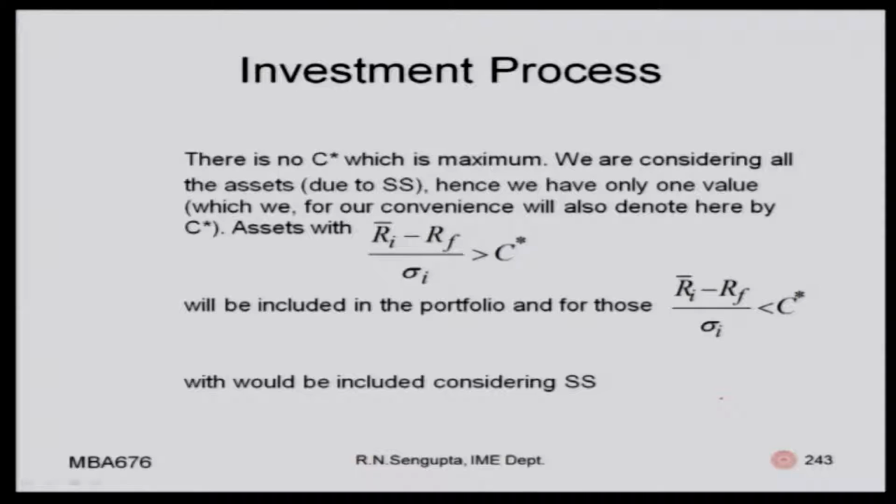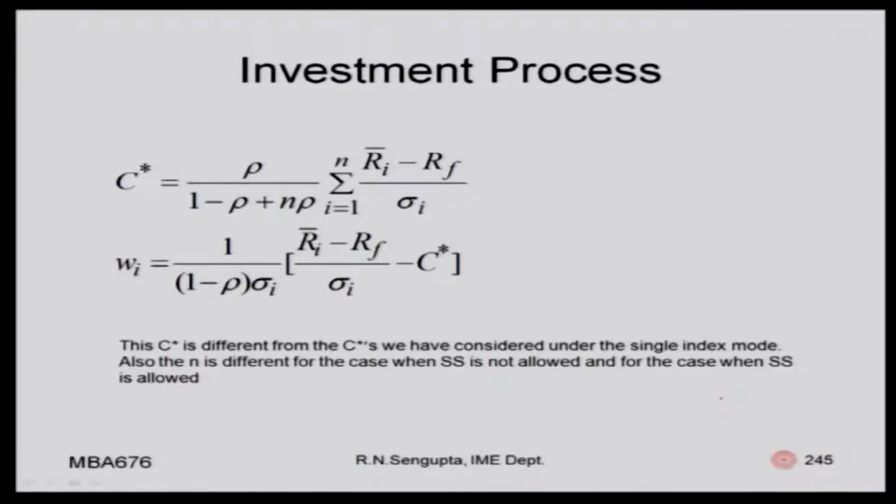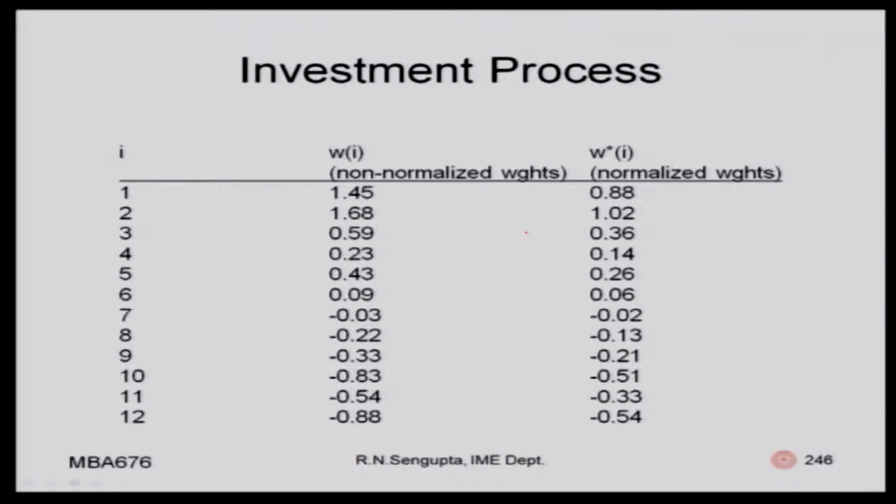So, we will include those assets in the positive sense where it is greater than the value which you have found out for C star, and in a negative sense for the other stocks. Remember another thing, the summation is always for n, which is 12. So, here is the formula for C star and here is the formula for Wi. Once you use this, your non-normalized weights come out to be this, which technically means that if you add up, obviously it is not one, but if you do the normalization using the Lintner's and non-Lintner's definition, obviously we will get two different answers.